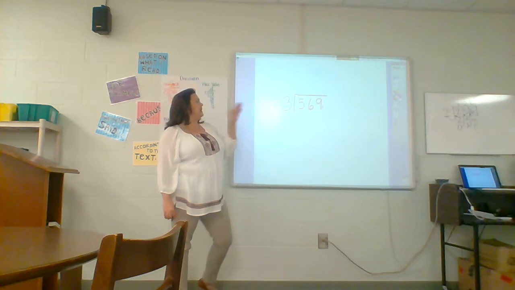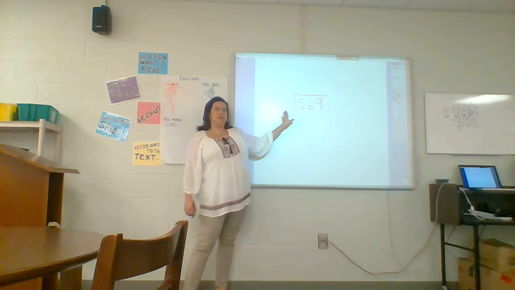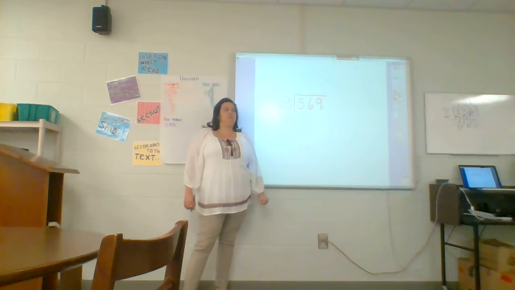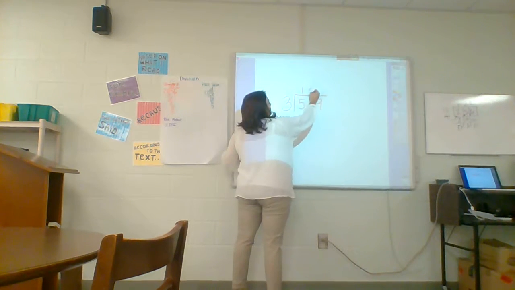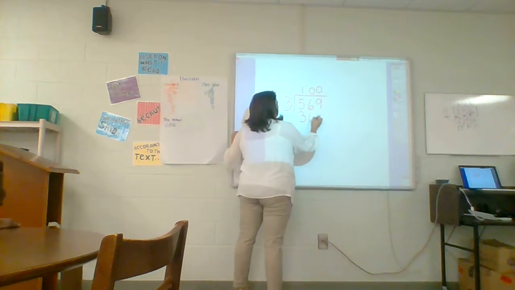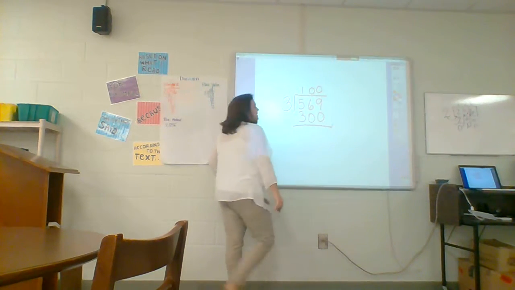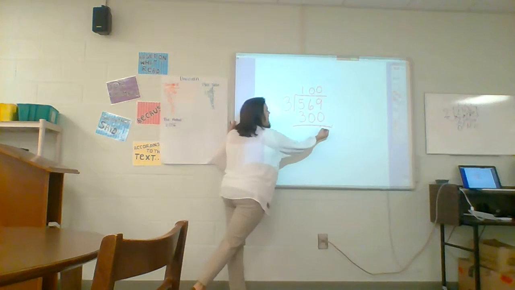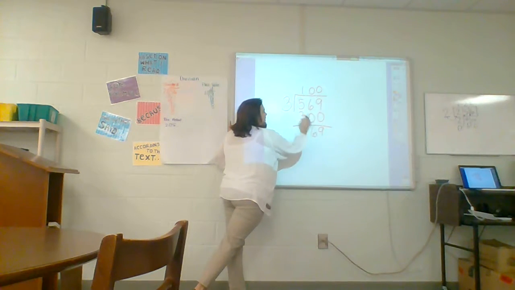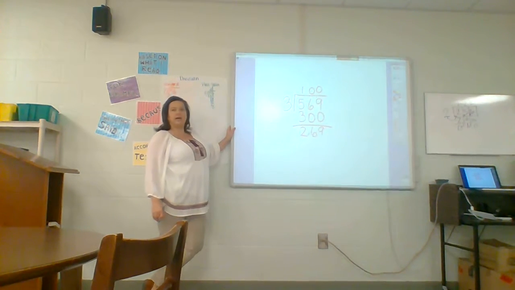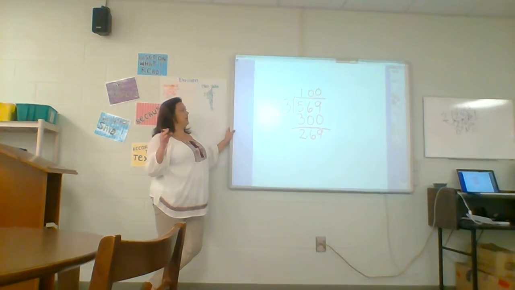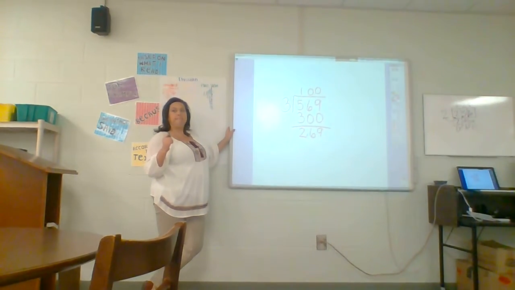Do you know anything that I can multiply 3 by to get close to 500? 100. Good job. 100, and that gives me what? 300. All right. Now I'm going to subtract 300 from this, and this is pretty easy subtraction, right? Okay, now I've got 269. So now I can't do 100 again, can I? No. So now what am I going to do?